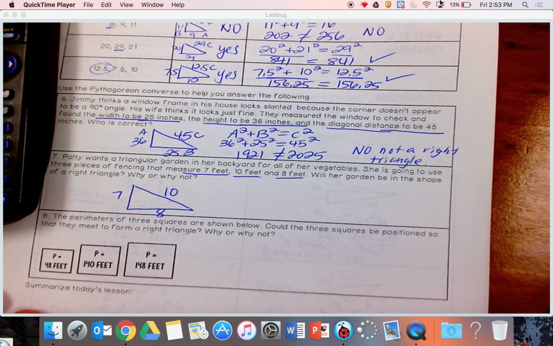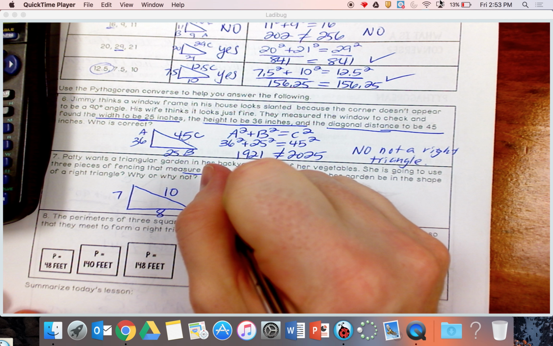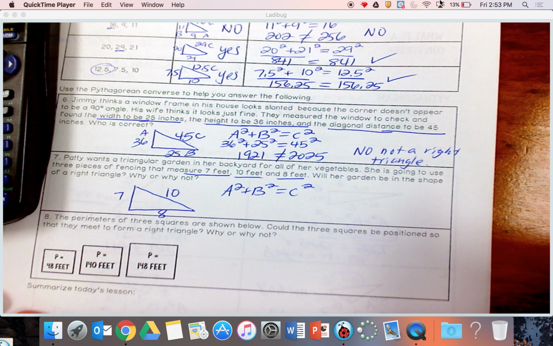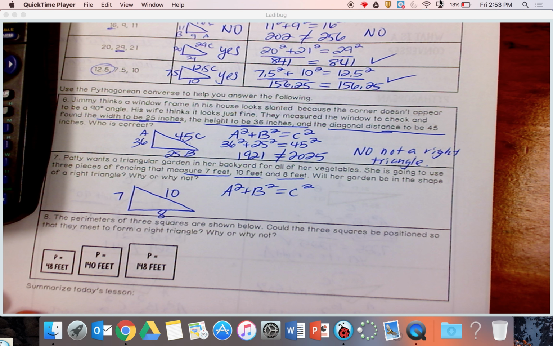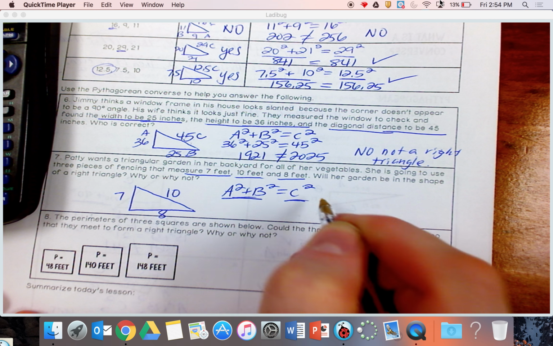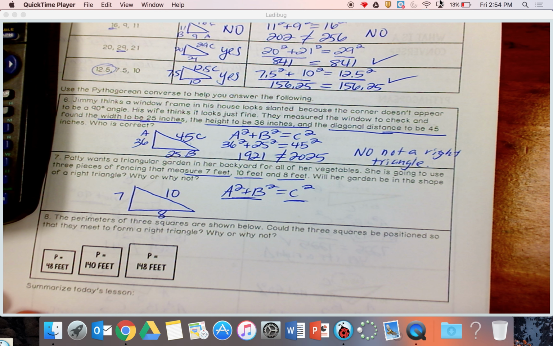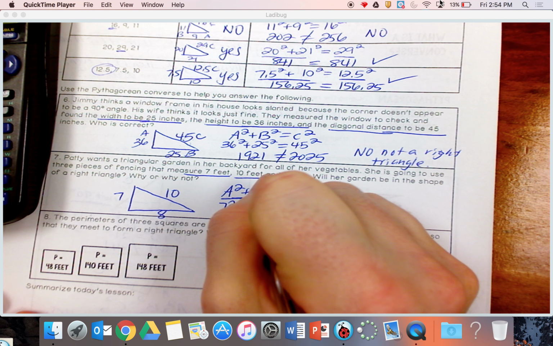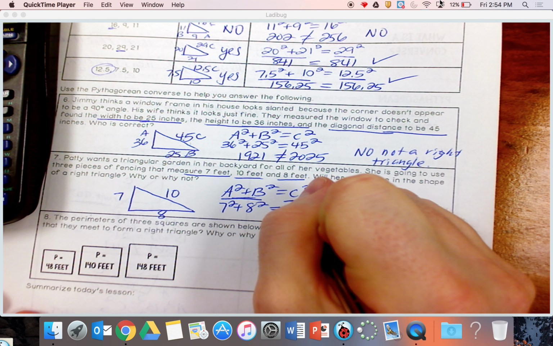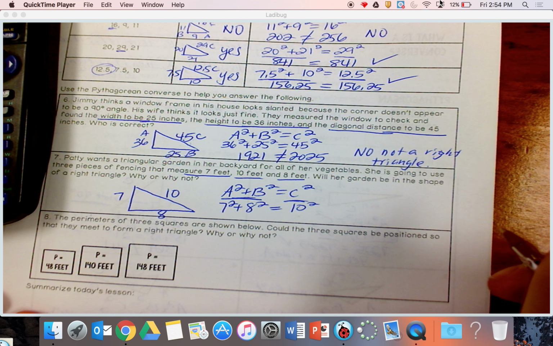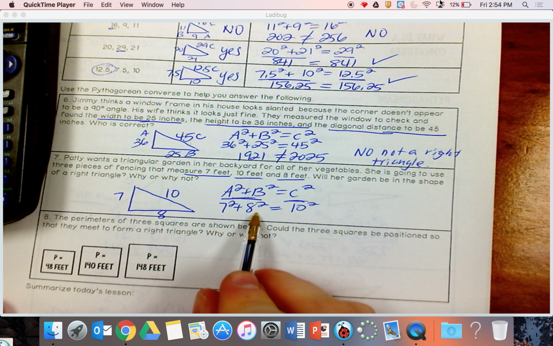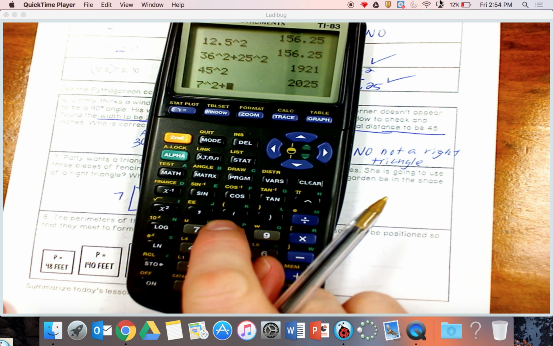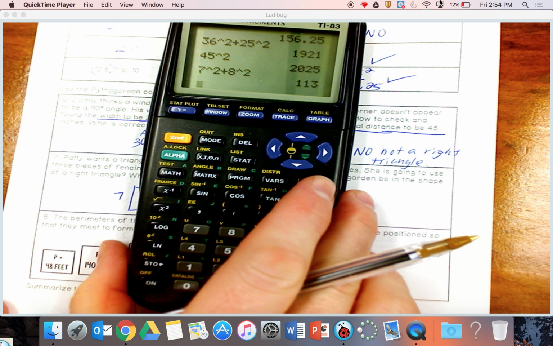We want to see if this is a right triangle or not. So we say, oh, well, the Pythagorean theorem works with right triangles only. And if this side matches with this side, we know that it's going to be a right angle. So let's see here. 7 squared plus 8 squared is going to equal 10 squared. So 7 to the second power plus 8 to the second power gives me 113.